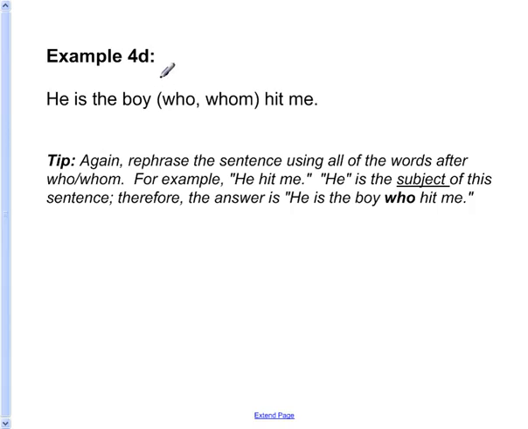And finally, example 4D, he is the boy who or whom hit me. Again, the tip is to rephrase the sentence using all of the words after who or whom. For example, he hit me. Okay? So he in this sentence is the subject. Who or whom is referring to he, which is the subject of the sentence, so who is the proper form of the pronoun. Whom would be used if we were referring to the object of the sentence, but we're referring to the subject. He hit me. So therefore it is, he is the boy who hit me.